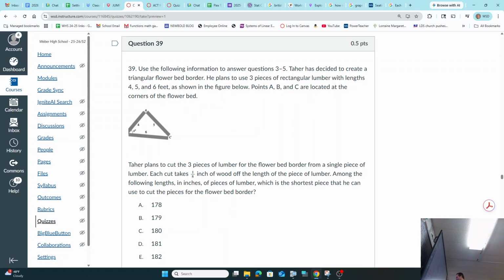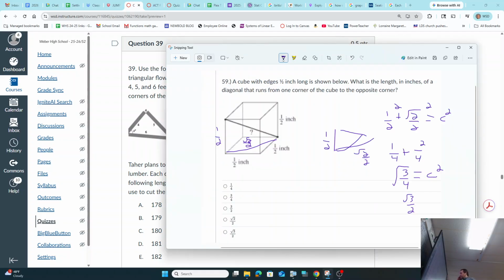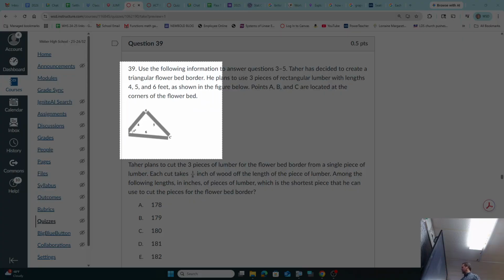So we're actually going backwards to 39, and then we'll push forward again. I did some research, and I figured this out on my own, actually. Okay, so Tahir plans to cut 3 pieces of lumber from a single piece of lumber, and each cut takes 1/8 inch off of the lumber. So what is the shortest piece that we can do there?